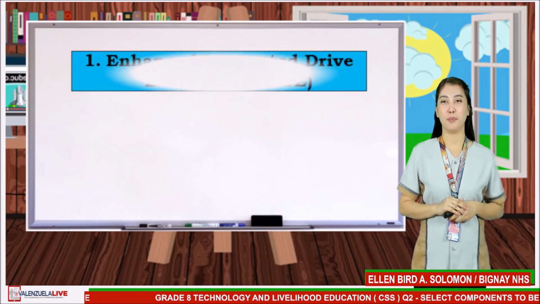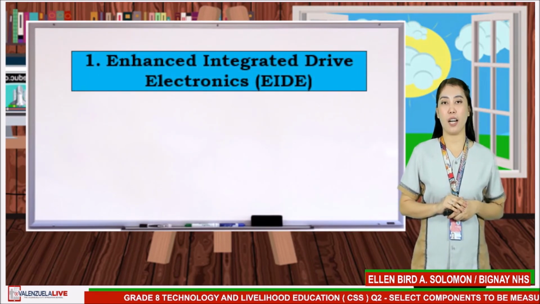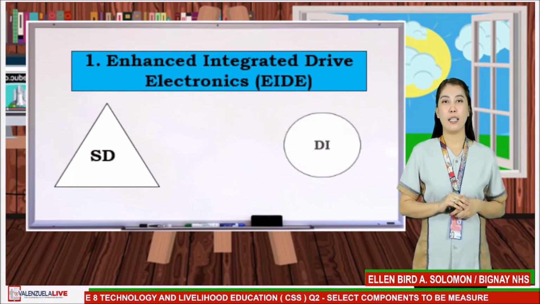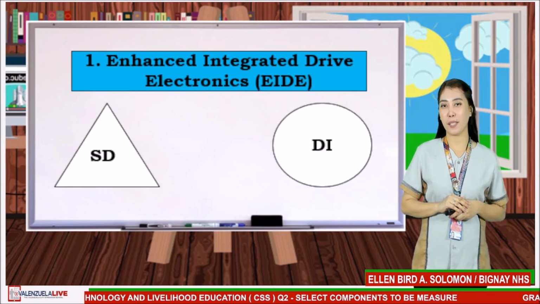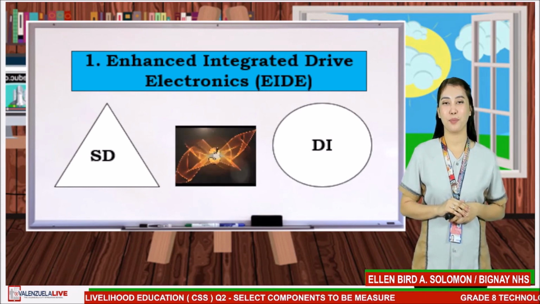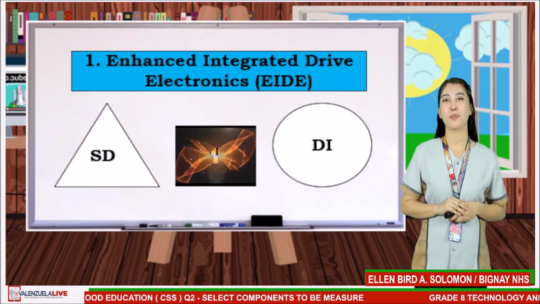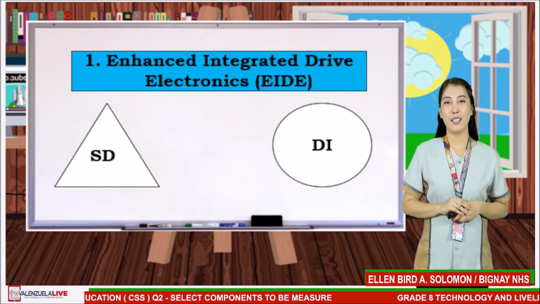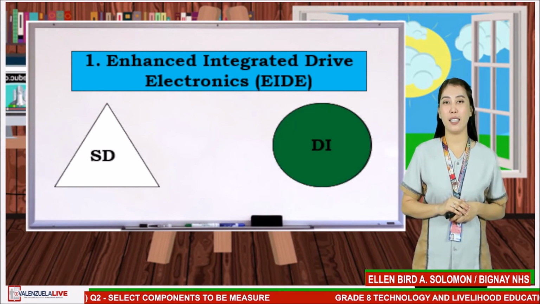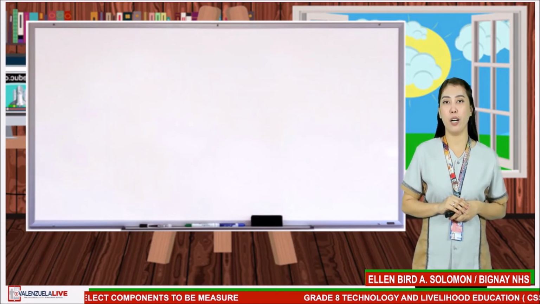Number 1. Enhanced Integrated Drive Electronics. SD or DI. Your 5 seconds start now. Okay, the correct answer is DI. Great. Let's have number 2.